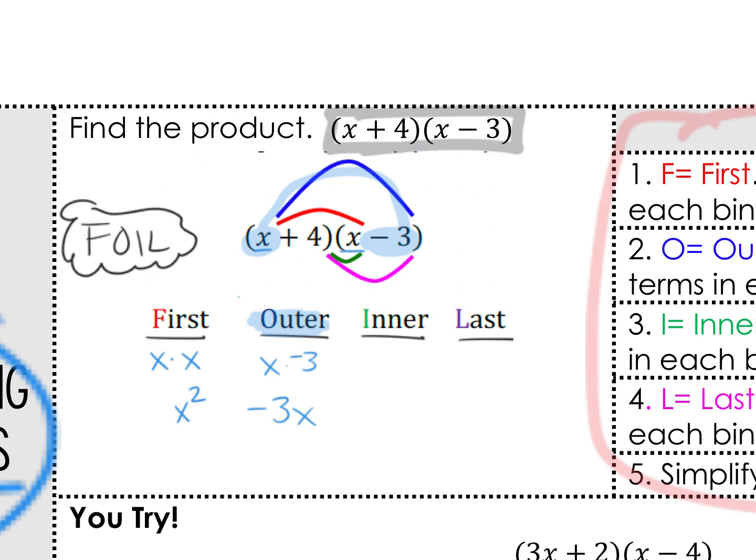Then I've got the inner terms. Oh, sorry, I thought that was the highlighter. So my inner terms are going to be the 2 on the inside. Positive 4 times x, so 4 times x is 4x, and that was positive. And then finally, we have the last. So the last 2 terms, meaning the last one in the first binomial and the last one in the second binomial. So that would be 4 times negative 3, which is negative 12.